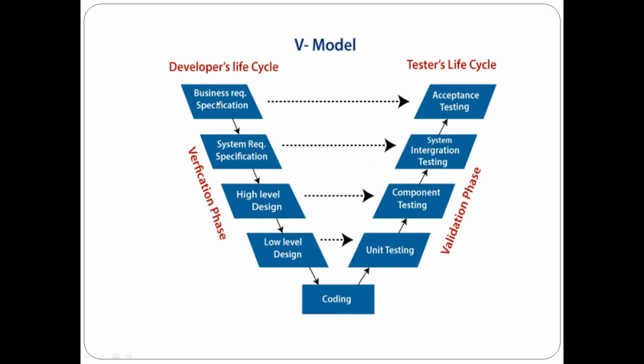When business requirement specification is done, then acceptance testing is done in parallel. When system requirement specification is done, then system integration testing is done. When high level design is done, then component testing is done, and when the low level design is done, then unit testing is done, and these phases are joined by the coding.